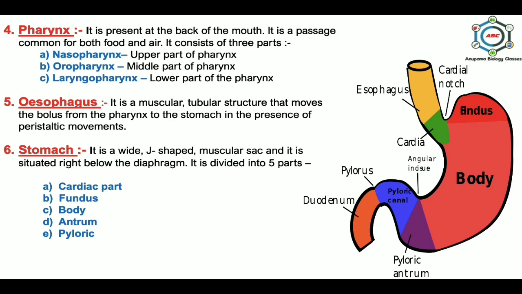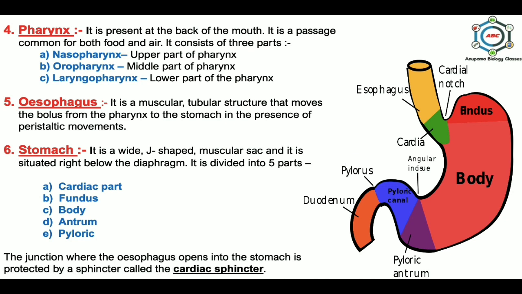Now see the picture. The arrow indicates the part. First one is the cardiac part. It is attached to the esophagus. That means it is the upper part of the stomach. After that the fundus, then the body, which is the middle main region of the stomach, then antrum, and after that the pylorus, which is attached to the duodenum, and duodenum is the part of the small intestine.